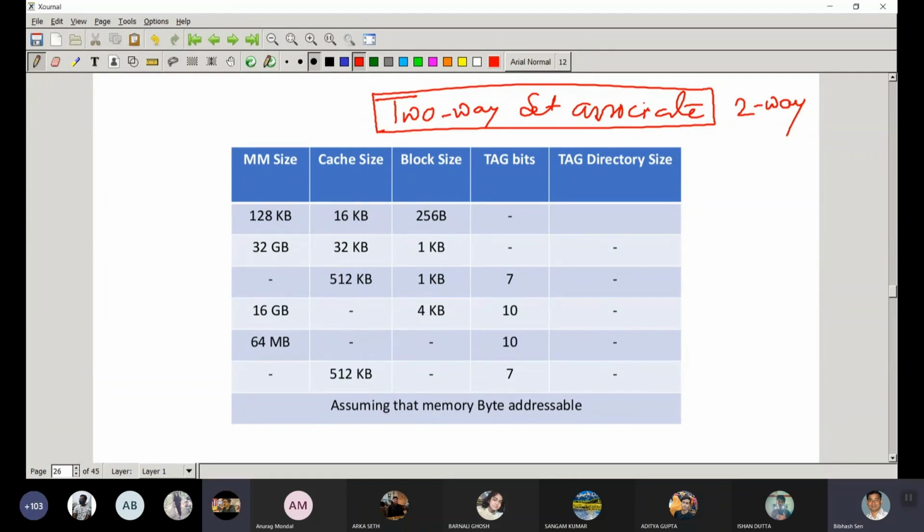Yes, sir. Two lines per set. Okay, then tell me the tag and tag date. Ishan will answer.